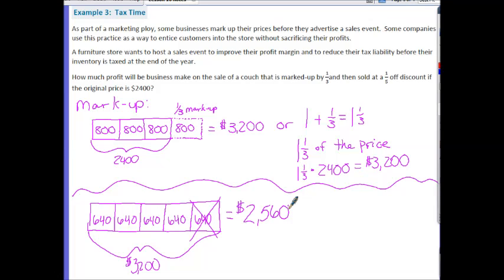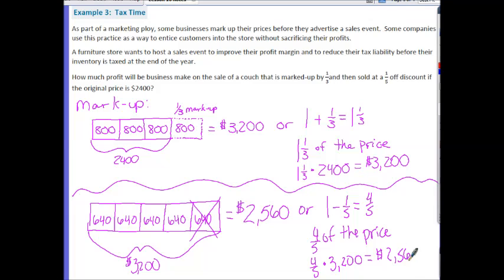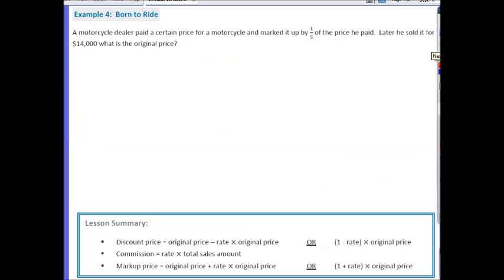Another way to do this with our second method is thinking about the fact that if you have 100% of the item and we take off 1/5, that means that you're going to have to pay for 4/5 of the item. So 4/5 of the price is the new price. So this would translate as 4/5 times 3,200. And when you do that, you get 2,560.